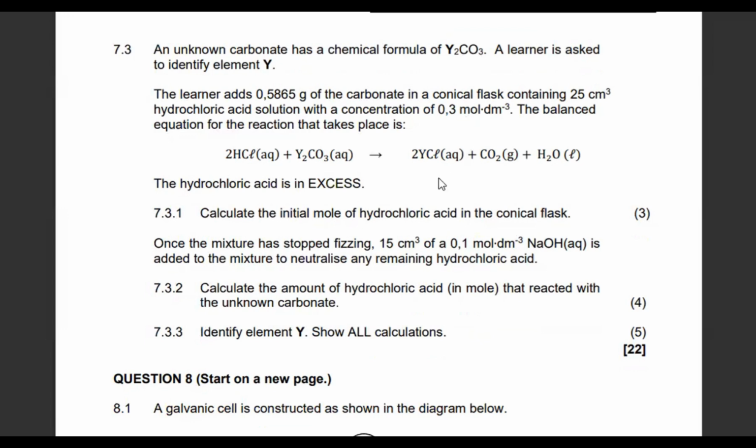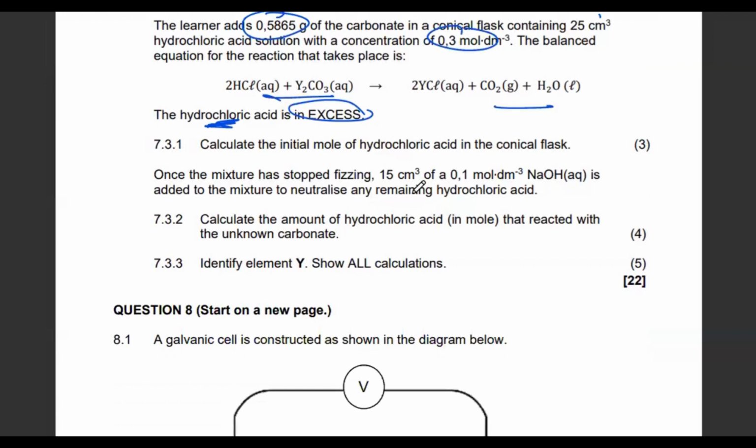The learner has this mass of carbonate in a conical flask containing 25 cubic centimeter of hydrochloric acid with the concentration of this. The balanced equation for the reaction is given. Hydrochloric acid is in excess. Once you say it's in excess, it means that it cannot be used as a limiting reagent. Calculate the initial volume of hydrochloric acid in the conical flask.